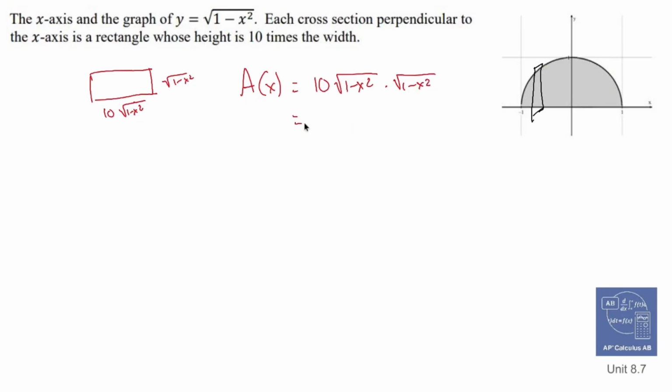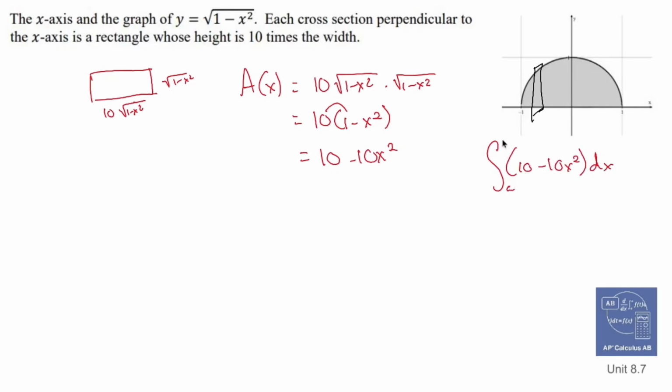Now, this makes life very convenient because that times itself makes the square roots go away. So you're left with 1 minus x squared. So the area formula ends up being 10 times 1 minus x squared, or 10 minus 10x squared. So what I'm going to do is integrate this guy. I'm going to integrate 10 minus 10x squared dx.